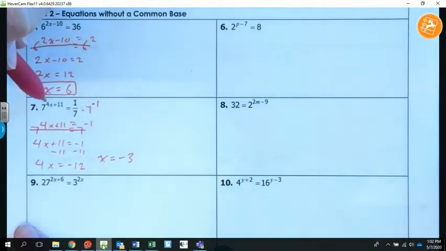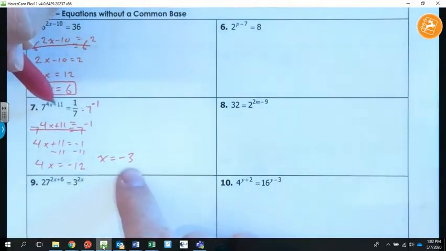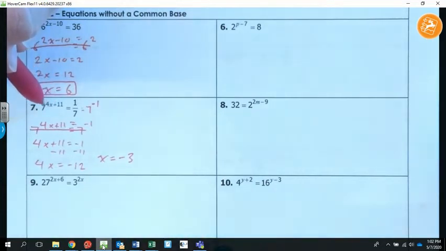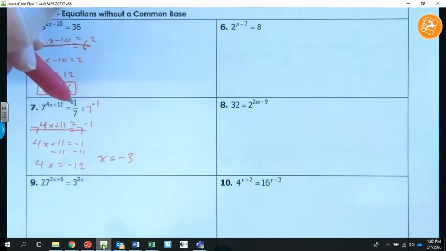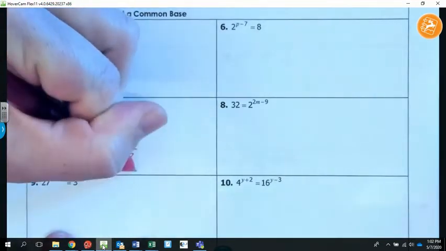So we check our work. 4 times negative 3 is negative 12 plus 11 is negative 1. So 7 raised to the negative 1 power is equal to 1/7, as shown above right here. So we know that that answer works out.